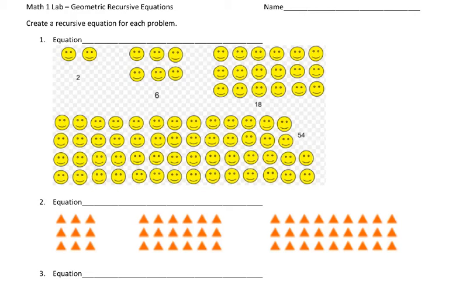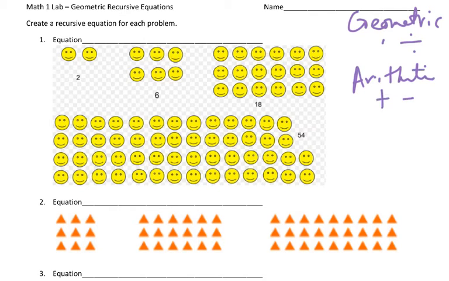All right, so let's take a look at this homework, creating geometric recursive equations, okay? So, again, remember with the geometric, it's all about the multiplication and division, okay? Arithmetic is the addition and subtraction.